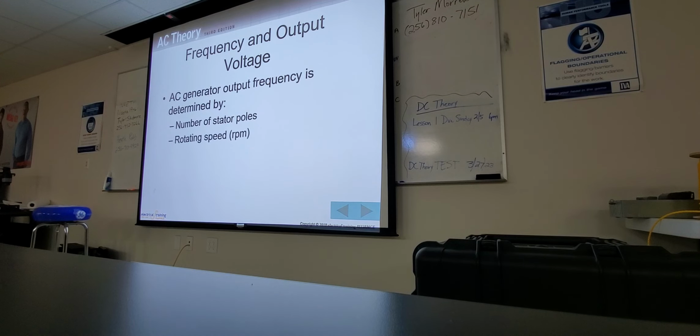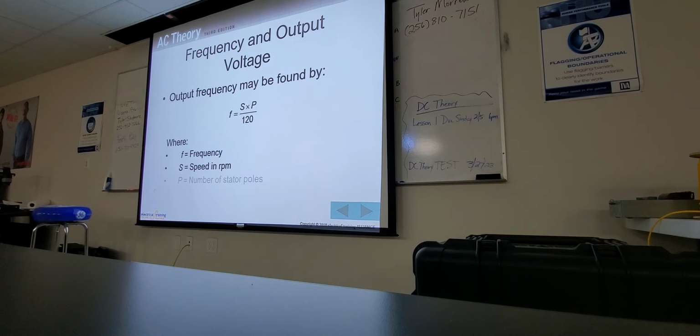The AC generator output frequency is determined by the number of poles and the rotating speed in RPMs. Alright, so, important formula here. Frequency equals the speed times the number of poles divided by 120. And that 120 is just a constant. I have no idea where it comes from. It's just part of the formula.